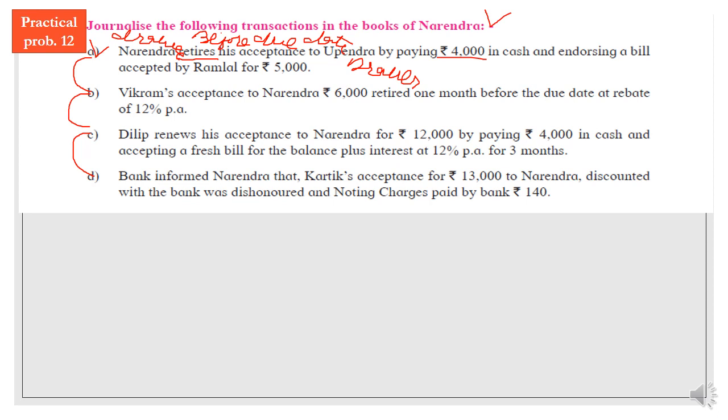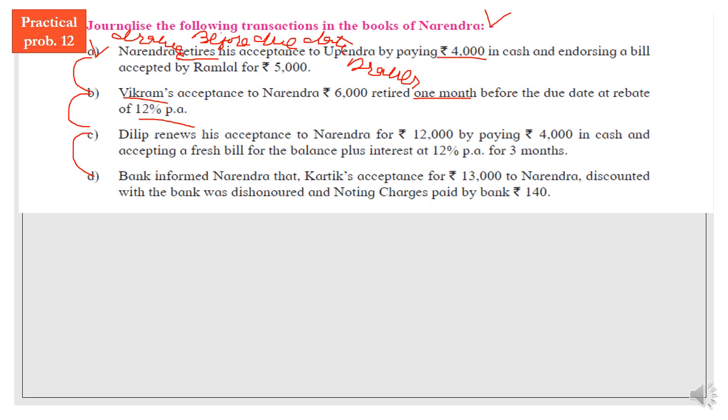Next is Vikram's acceptance to Narendra. Vikram's acceptance means he is a drawee; to Narendra means Narendra is the drawer. Retires 1 month before the due date with a rebate of 12% per annum. This is a different transaction, not related to the first one. The drawee is Vikram, who is retiring the bill before the due date. The bill amount is 6,000 and the rebate rate is 12%. He is retiring 1 month before, so the rebate will be calculated on a 1 month basis.